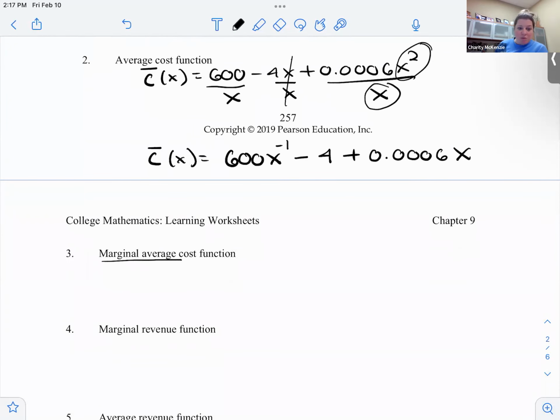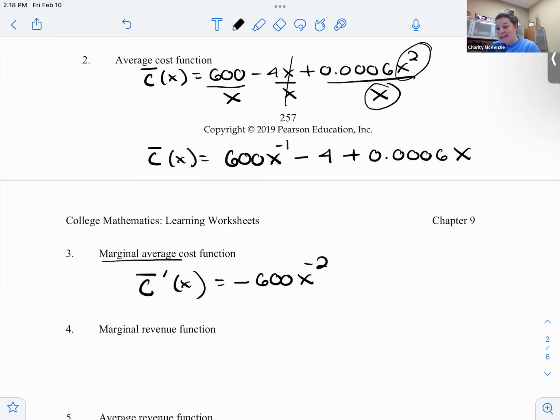Now the next one says, what is the marginal average cost? So we already found the average. That's the function above. So then I could take the average and take the derivative. So this first term, -1 times 600 is -600. Then minus 1 more here. So I'm going to have -600 x to the -2.